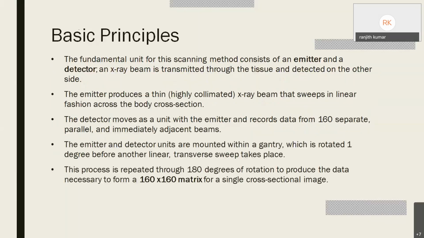Coming back to the basic principles of the CT scan, it consists of an emitter and a detector. The emitter emits a thin X-ray beam which sweeps across in a linear fashion in a single cross section. In a first generation CT scan, there is a single emitter and a single detector, which took a lot of time. Each section was scanned by rotating 1 degree at a time until 180-degree rotation was completed, and we achieve a 160 by 160 matrix for a single cross-sectional image.